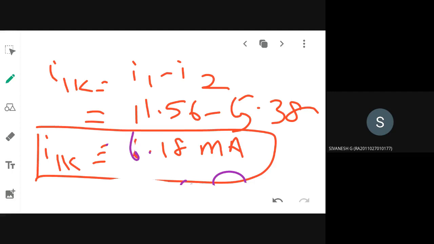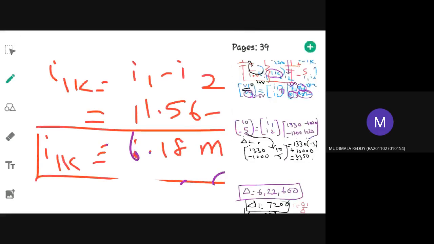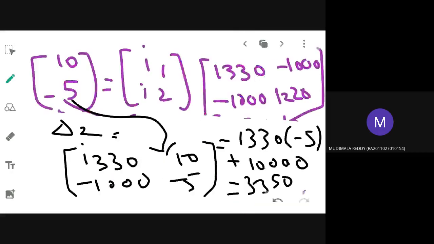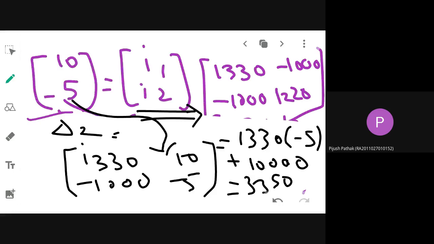So this method is called what method? Direct inspection, mesh analysis. Now one more thing I wanted to tell you. This is the equation that you got now, the matrix V is equal to IR. Check whether the coefficients of the written equations match or not.